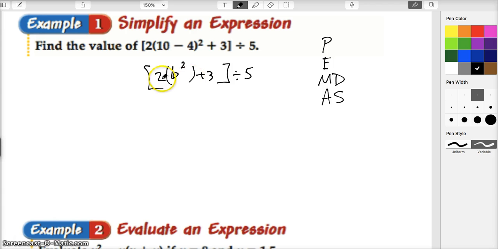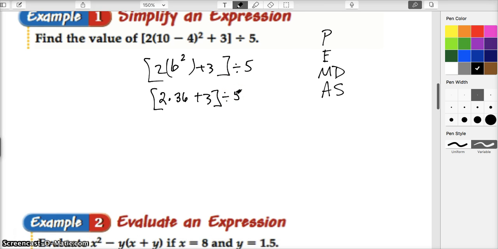What would I do? Should I add? Should I multiply? I have this power. Exponents supersede addition and multiplication. So I will get 2 times 36. This 6 squared is 36, still plus 3. And then I'm going to divide everything by 5 when I'm done.